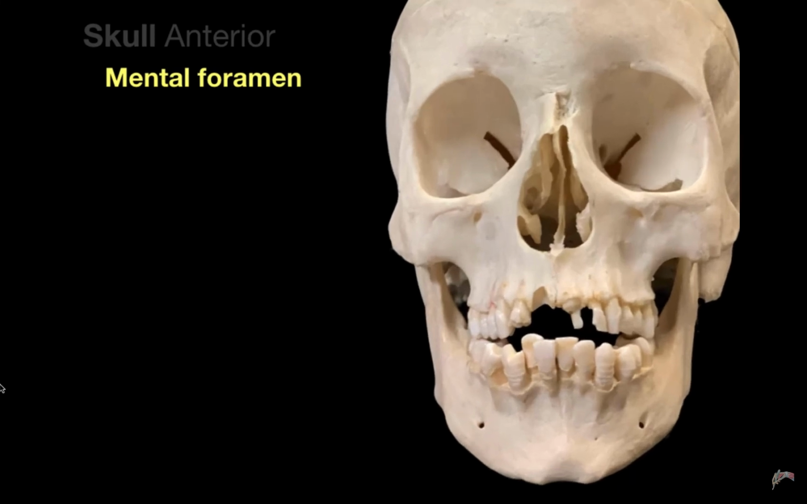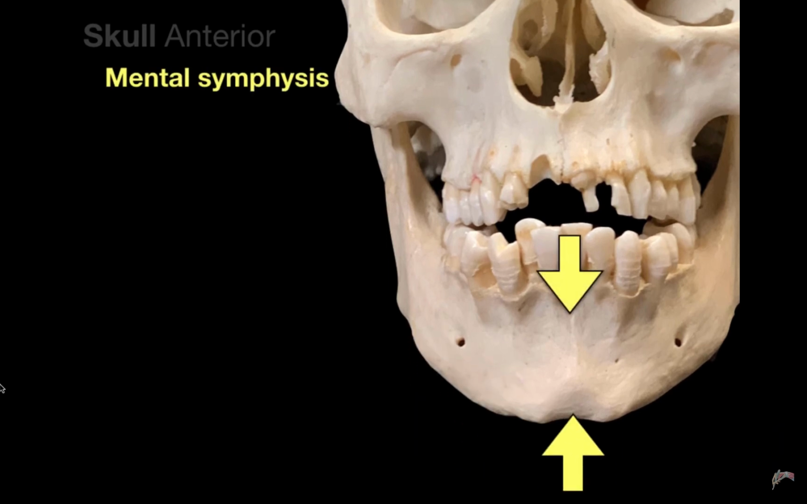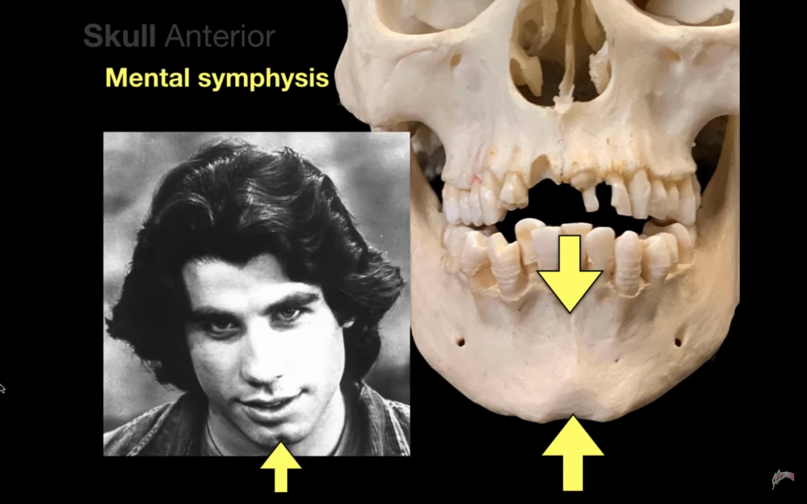So the mental foramen is located right there, and it traverses the mental nerve, a branch of V3 that supplies the chin and the lower lip. And then there's our mental symphysis, and there's a little notch in the mental symphysis, which is usually what gives that little dimpled chin, as you see in John Travolta.